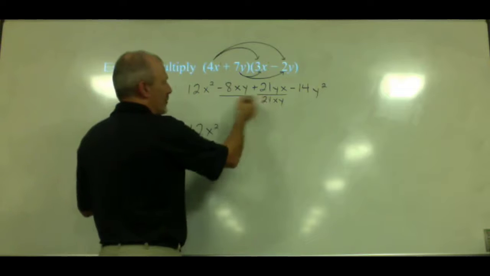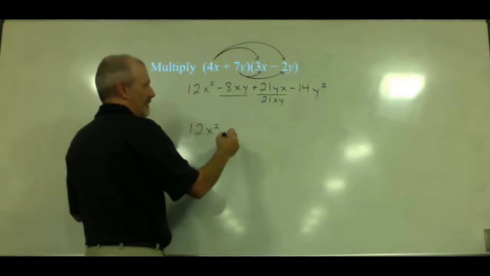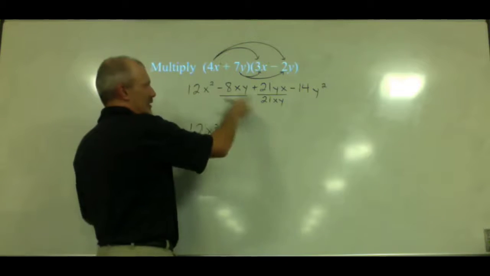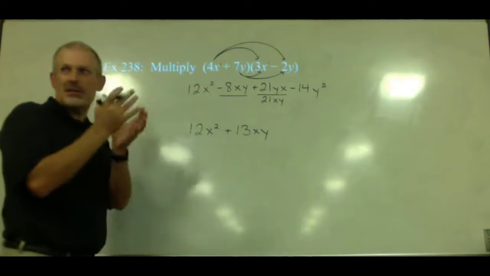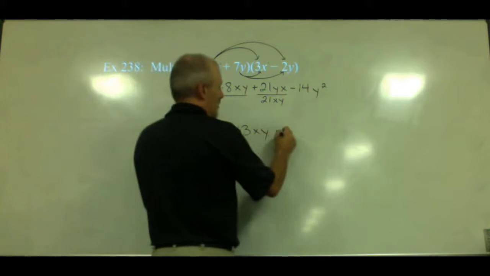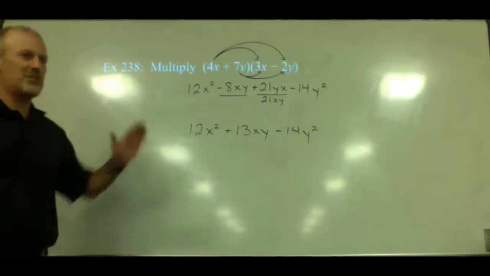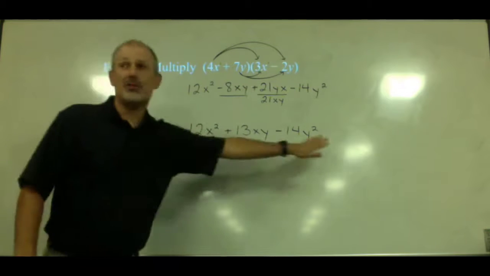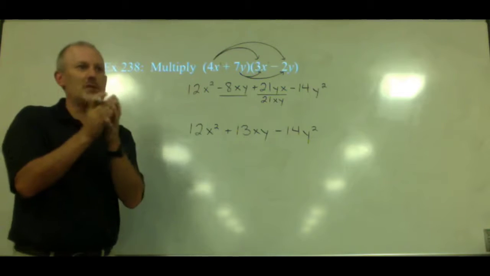What do we get when we combine these 2 like terms? Positive 13xy. Right? The like term part is the xy. That has to be exactly the same. And then we just write down the minus 14y squared. Okay? So a lot of times when we multiply a binomial by another binomial, not every time, but a lot of times, we will get a trinomial when we're done, because a lot of times the 2 middle terms can be combined.